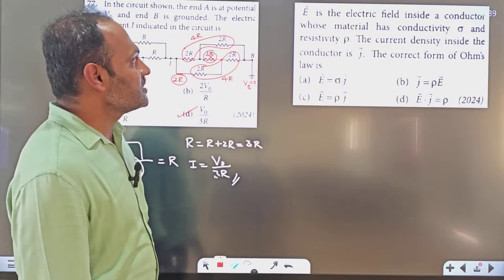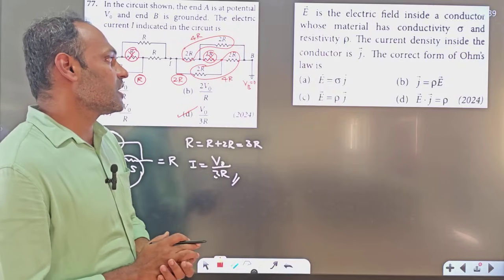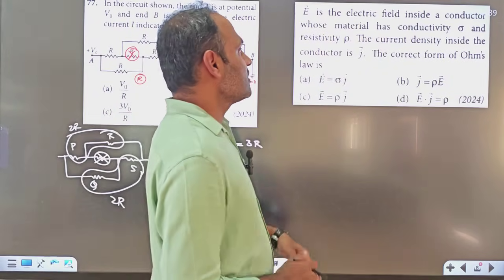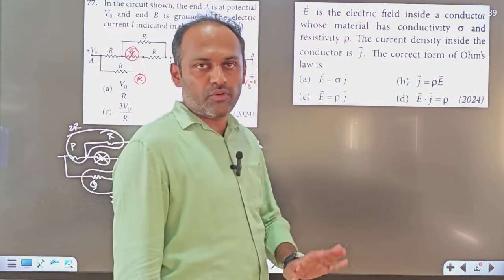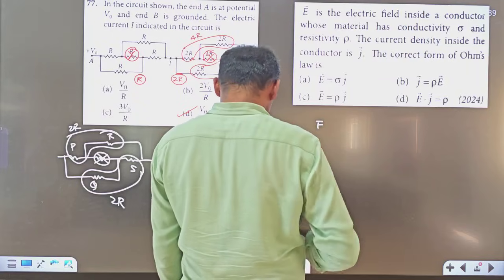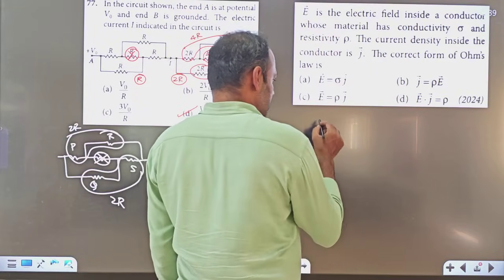Vector E is the electric field inside a conductor whose material has conductivity sigma and resistivity rho. The current density inside the conductor is J. The correct form of Ohm's law. They will ask you the vector form of Ohm's law. We know the vector form of Ohm's law. It is like this. We know this.